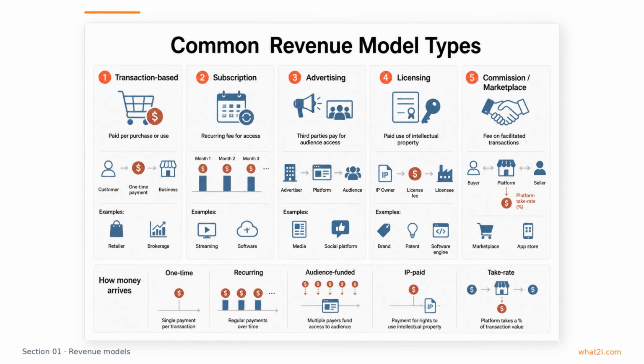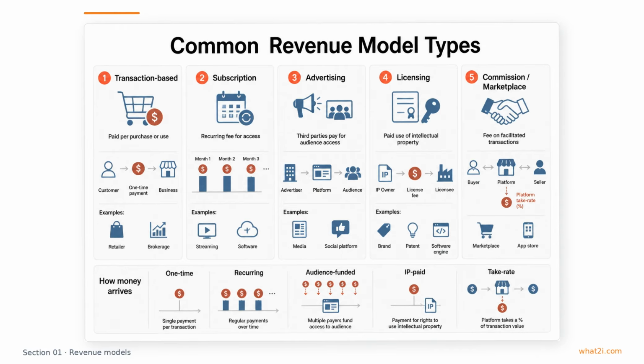Most businesses fit into a small number of common revenue model types. Transaction-based models earn money each time a customer buys or uses something, like a retailer or brokerage charging per trade. Subscription models collect a recurring fee for continued access, which is common in software, media, and membership services. Advertising models are different because a third party pays for access to an audience rather than the user paying directly. Licensing models monetize intellectual property, such as patents, branded content, or software engines. Commission or marketplace models take a cut of transactions they help facilitate, which becomes especially important when we later discuss platform businesses.